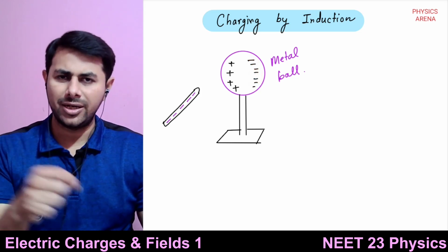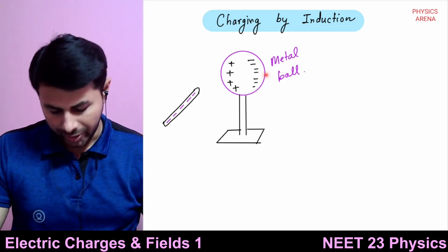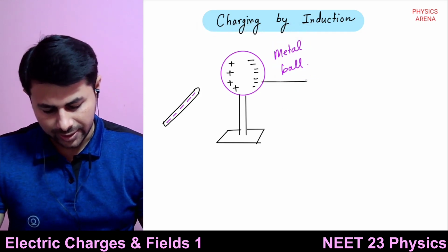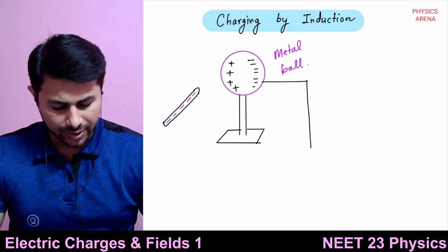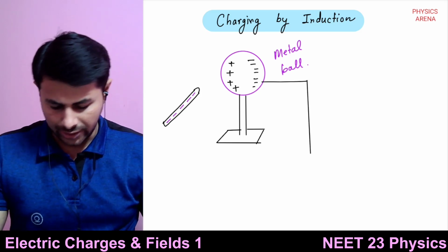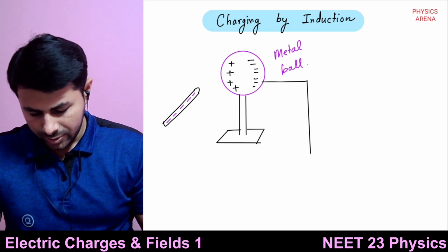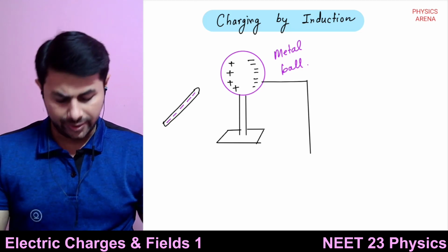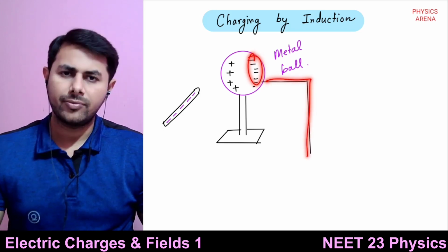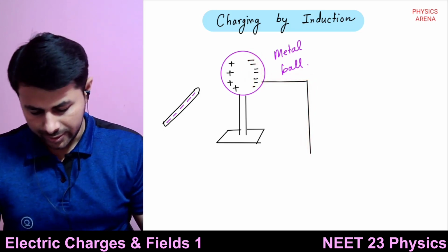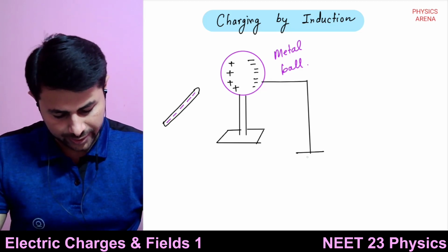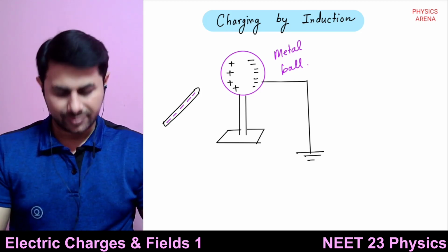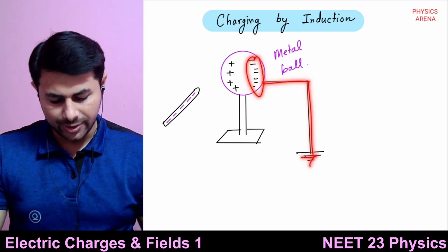Now what you do is you bring a wire, you connect it to this metal ball, a wire like this, and the other end of the wire you give it to ground. Okay, you connect it to earth. So now what happens is this excess negative charge from this side flows to the earth. Okay, so it goes inside earth. So earth is a big conductor, right? So this excess negative charge will flow to the earth.